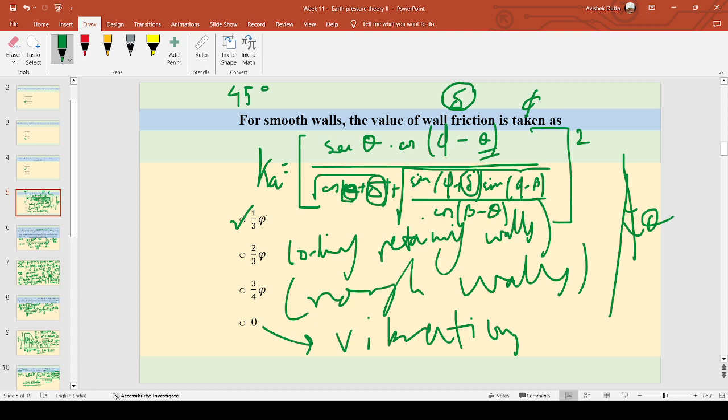Delta we can see over here in these options 1/3, 2/3, 3/4. Delta will always be a fraction of phi. So if phi is 45 degrees, delta will be 1/3 of 45, that is 15 degrees, isn't it? So delta will have a significant value.